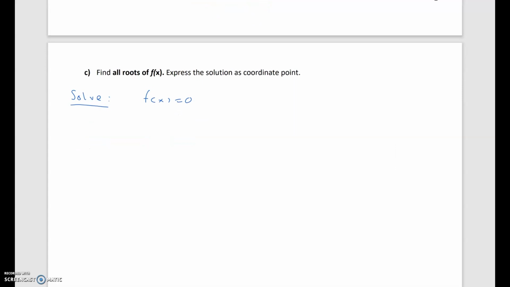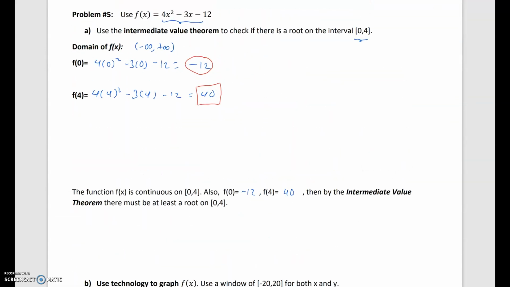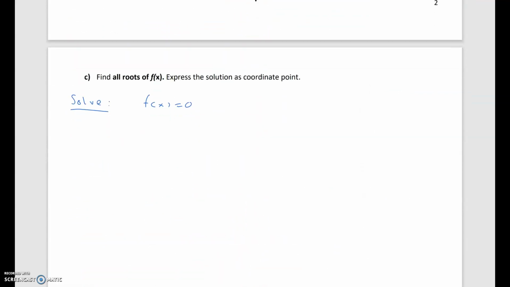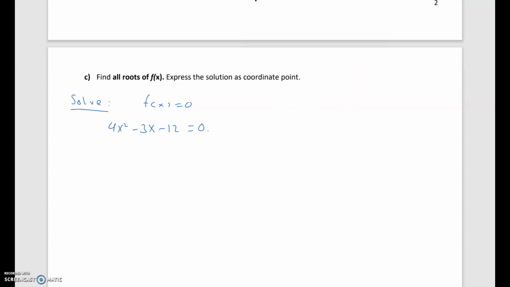And they want them as coordinate points. So our actual function is 4x squared minus 3x minus 12, and this is equal to 0. In this case, it doesn't seem that it's going to be factorable, so we're going to be using the quadratic formula.